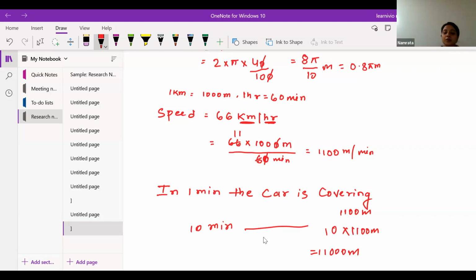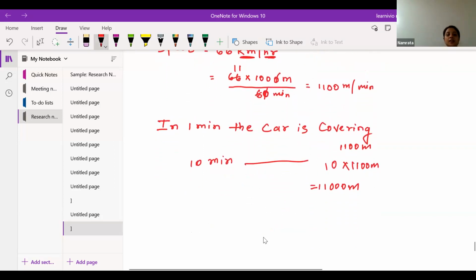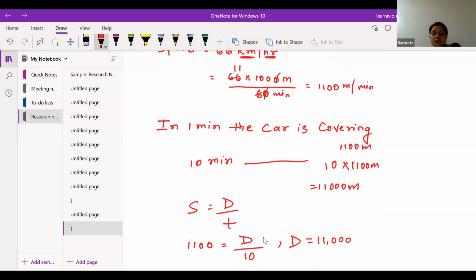Yes, ma'am. Or you can also use the formula that speed is equal to distance by time. So when the speed is 1100 meter per minute, distance we don't know, time is given, we found distance is equal to 11,000 meter. Can you see it?